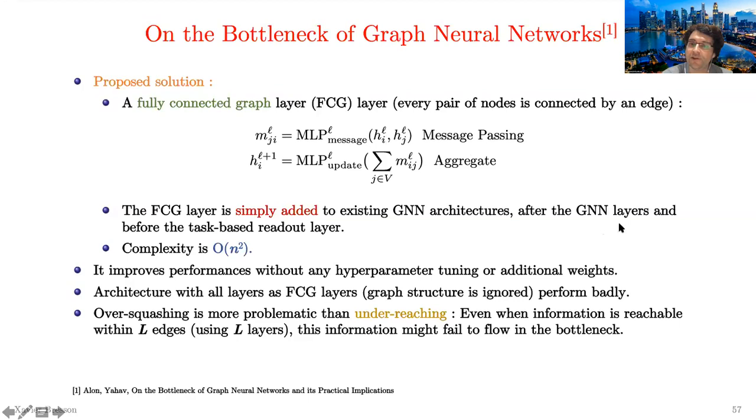So you see that here, the sum is not over the neighbors, it's over all the nodes in the graph. So by doing that, the information is going to be accessible everywhere on the graph, basically because each node is connected to all other nodes in the graph, okay? So by doing that, you improve performance, you don't need to do much, it's just adding one layer. Here, you're going to increase the complexity: message passing is linear, here it is going to be a quadratic complexity.